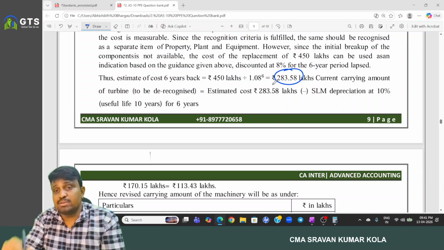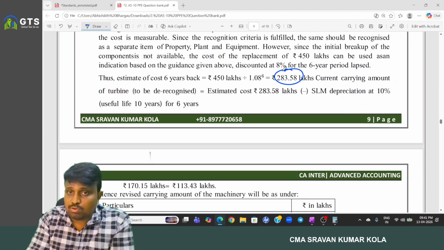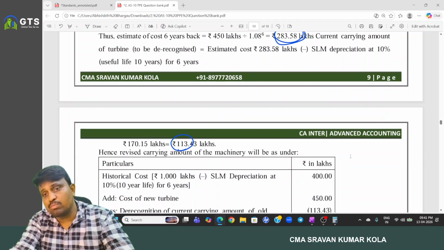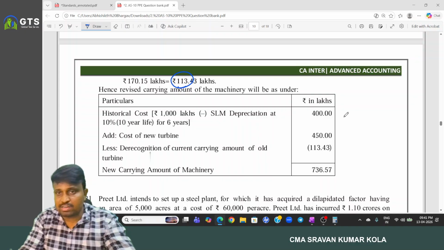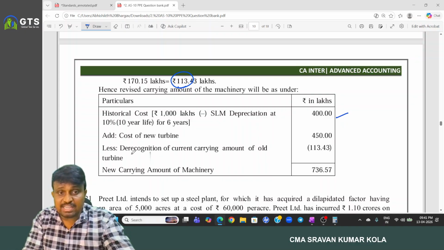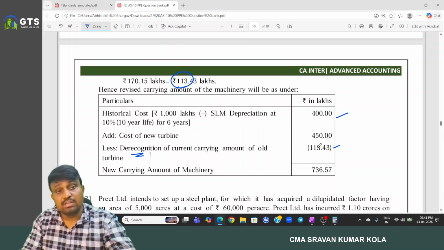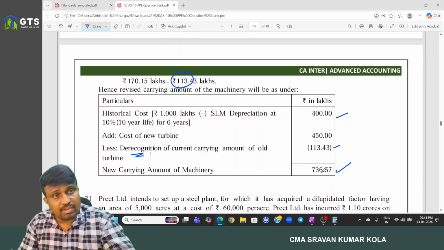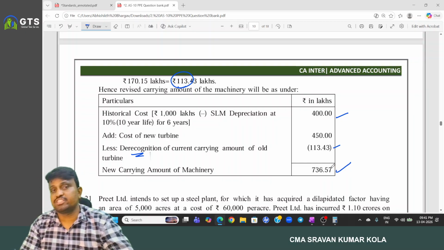From this, you need to provide the depreciation for 6 years, as the overall life is 10 years. So for 6 years we provide depreciation, and its book value at the end is 113 lakh. The total book value we arrived at is 400 lakh. So the derecognition of the current carrying amount of the old turbine is 113.43 lakh. Then we have to add the cost of the new turbine.